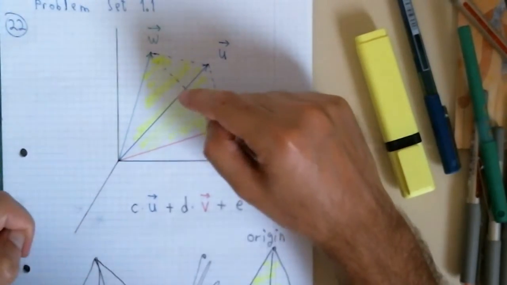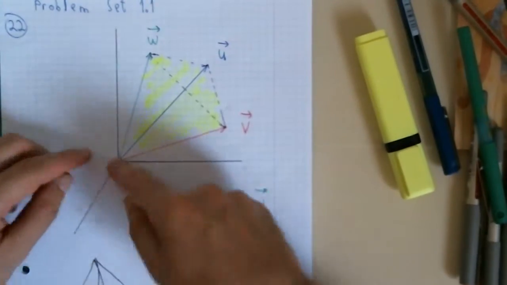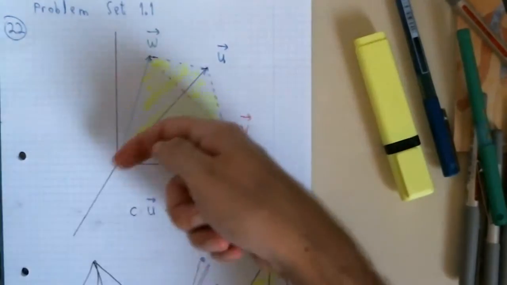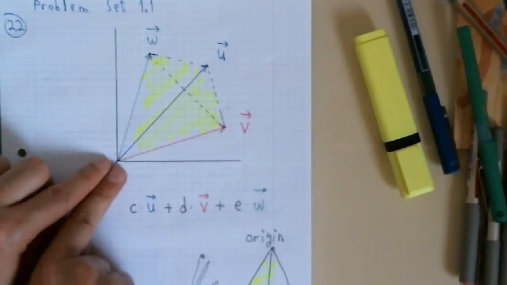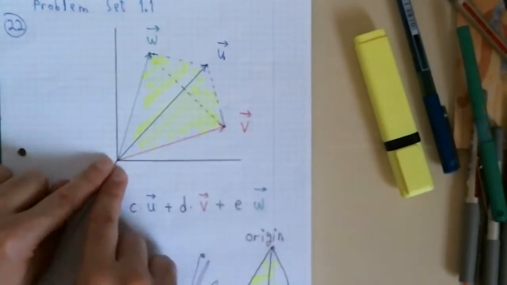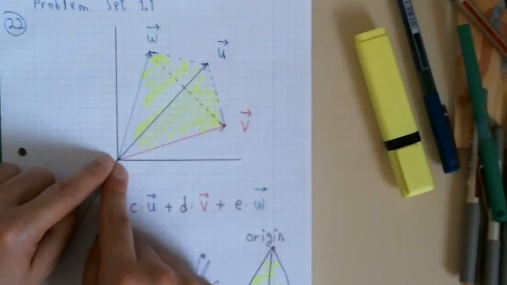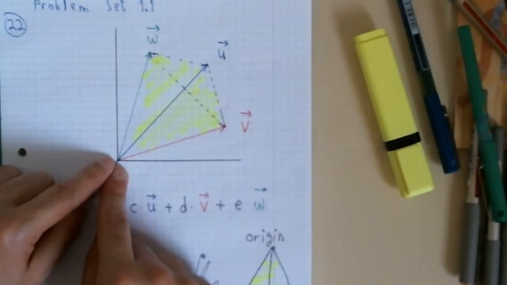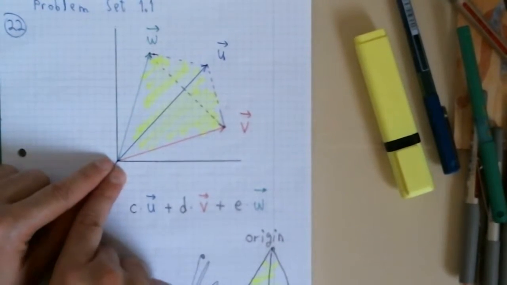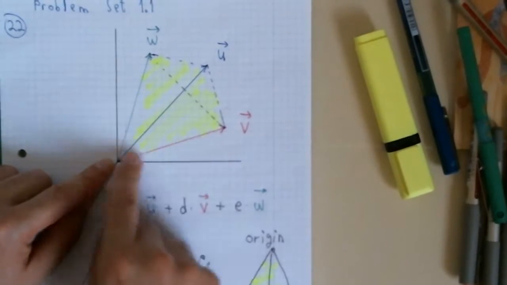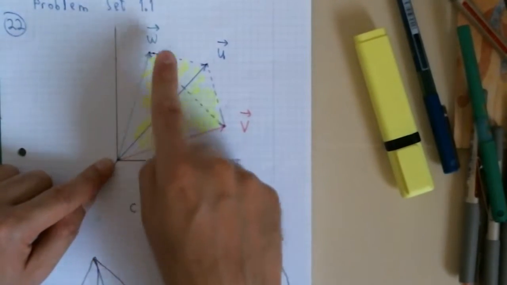Okay, and the part that is bigger than 0, it means we can't go into these directions. We can only go from the origin. We can stay at the origin because it can be that C is 0 and D is 0 and E also. But they can grow up to 1. Okay?